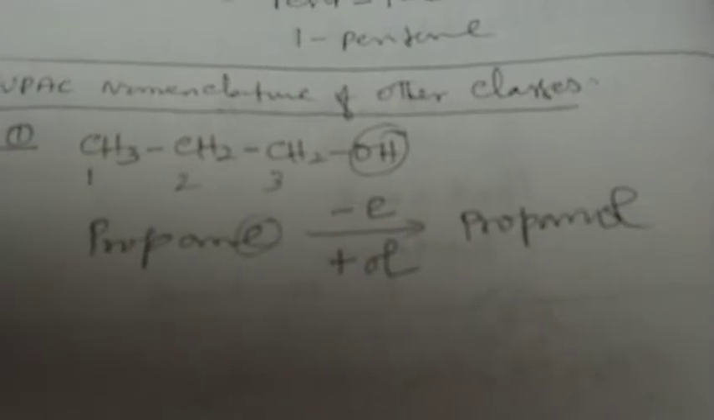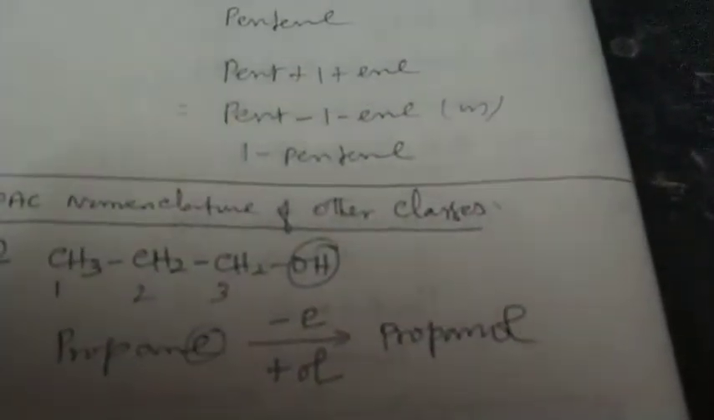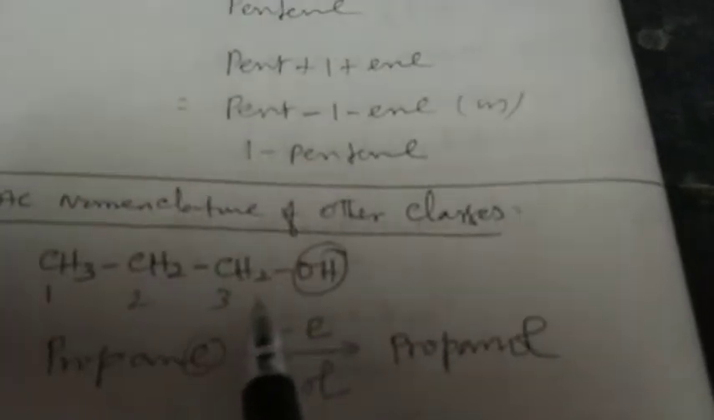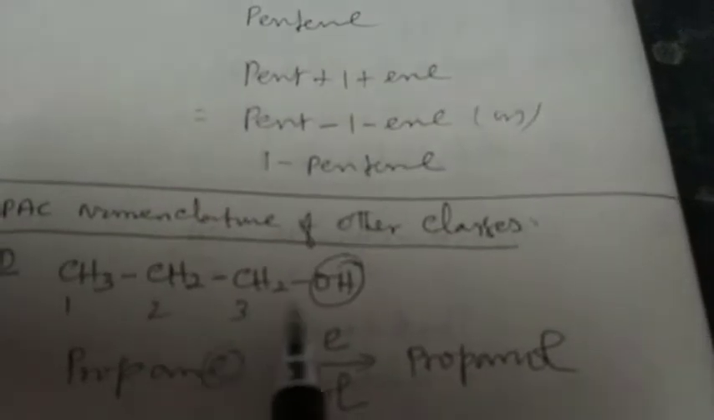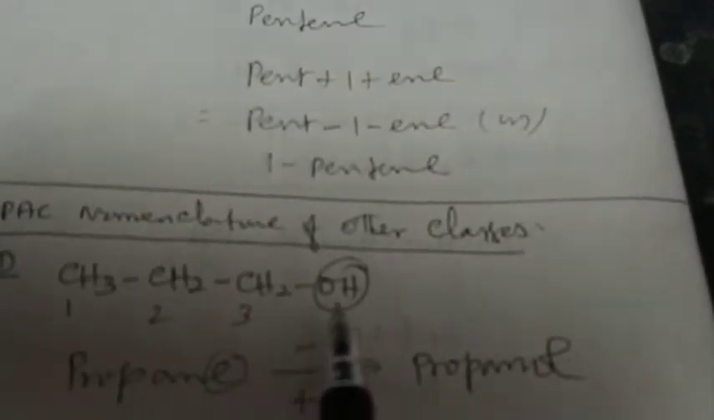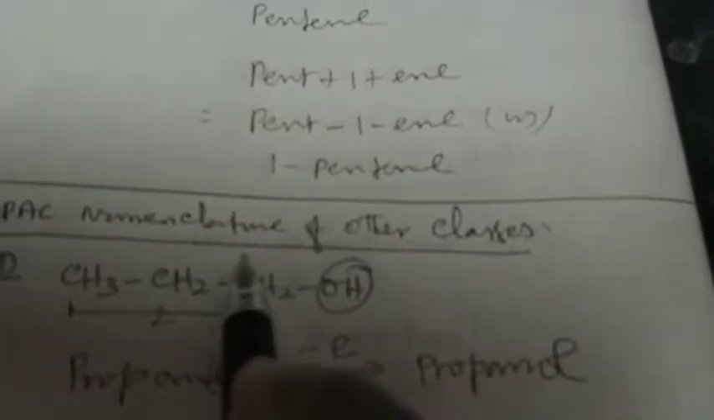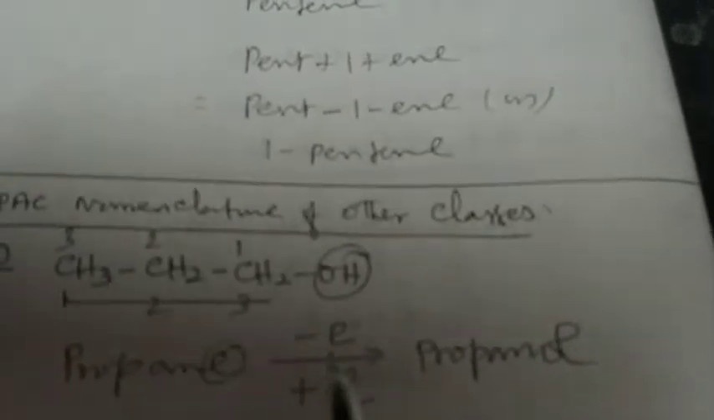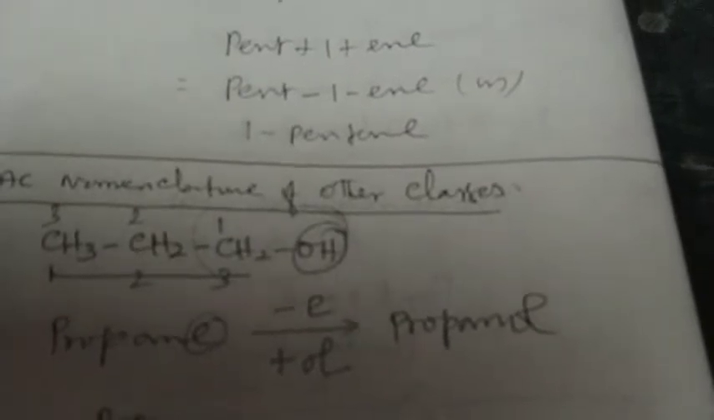And also we have to locate the position of the functional group OH. So the OH is attached to the first carbon. How to number the carbon? The carbon containing the functional group should get the lowest possible number. So we have to number the carbon starting from here, 1, 2, 3. With the first carbon, OH is attached. So the name of the compound is propanol.